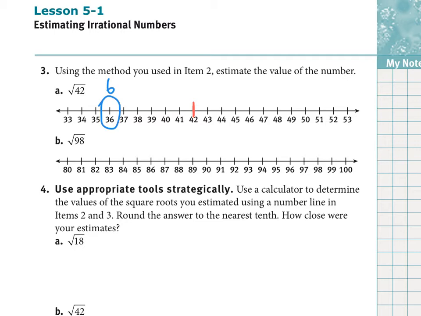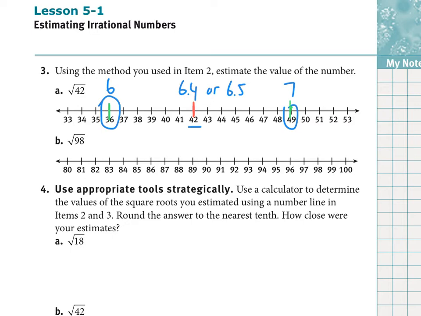Okay, the next perfect square is 49. The square root of 49 is 7. Okay, so what would that mean about the square root of 42? Well, it's a little bit closer to the 6 than to the 7, so it might be around 6.4 or maybe 6.5.